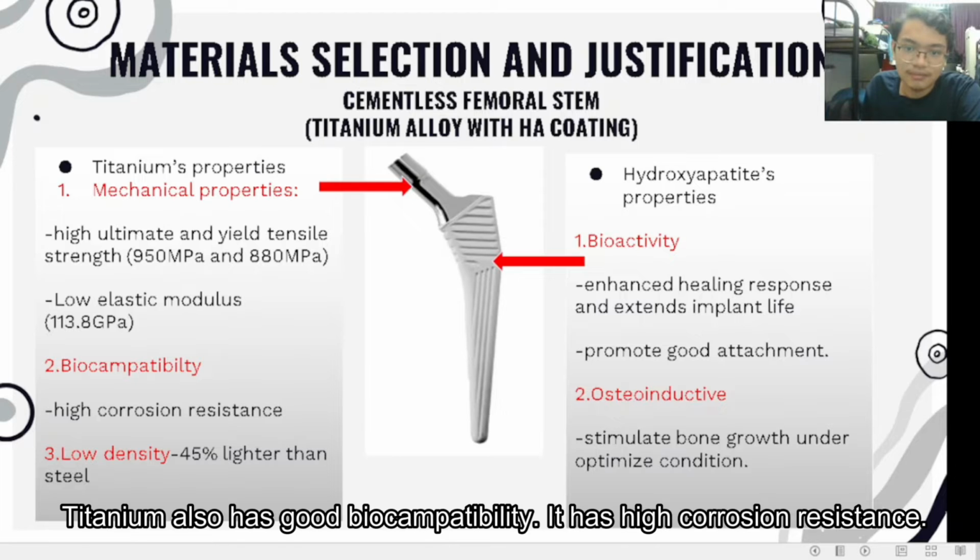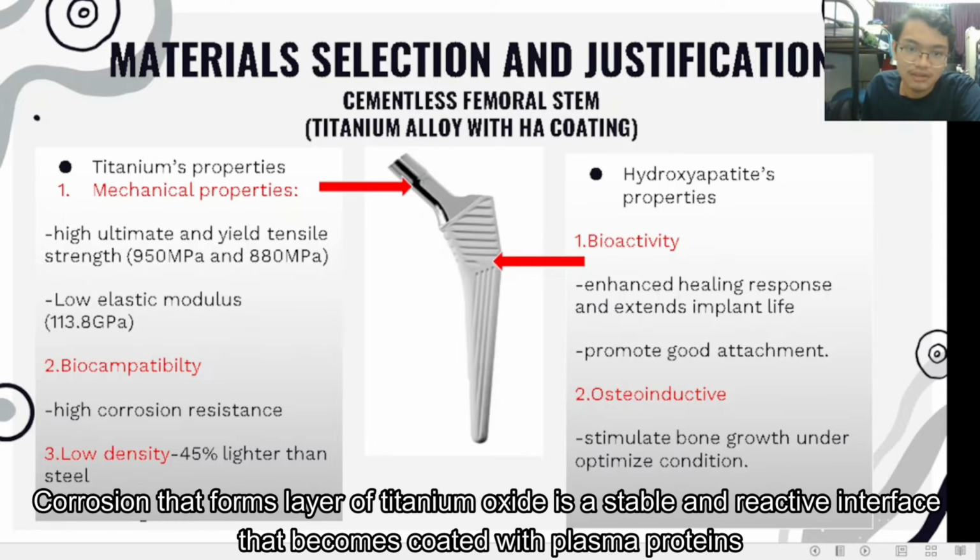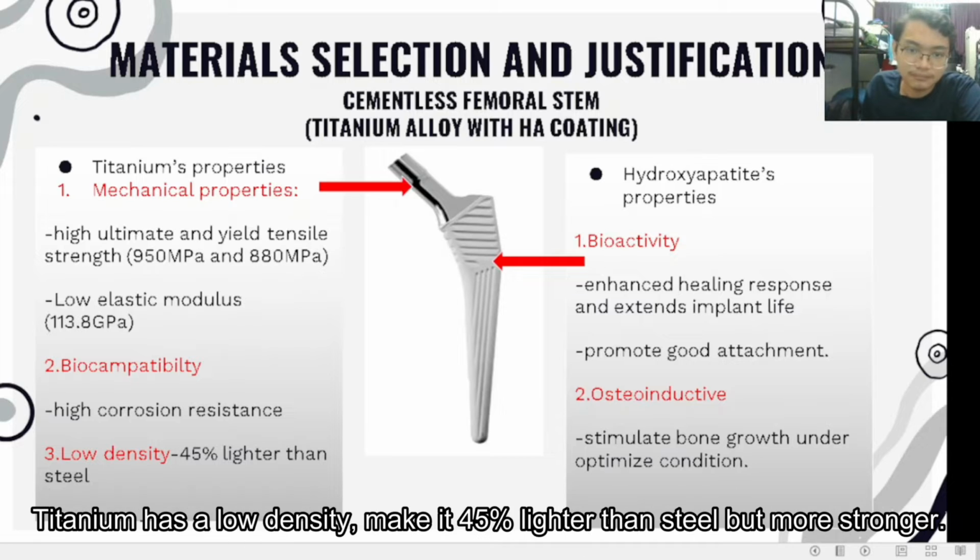Titanium also has good biocompatibility. It has high corrosion resistance. Corrosion forms a layer of titanium oxide, which is a stable and reactive interface that becomes coated with plasma proteins. Titanium has a low density, making it 45% lighter than steel but stronger.